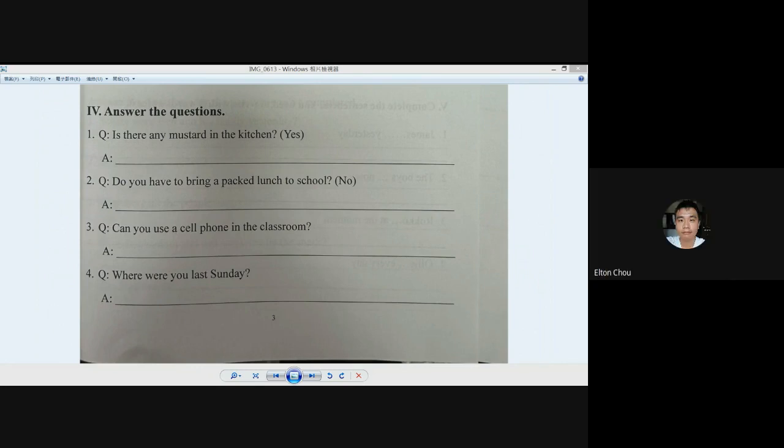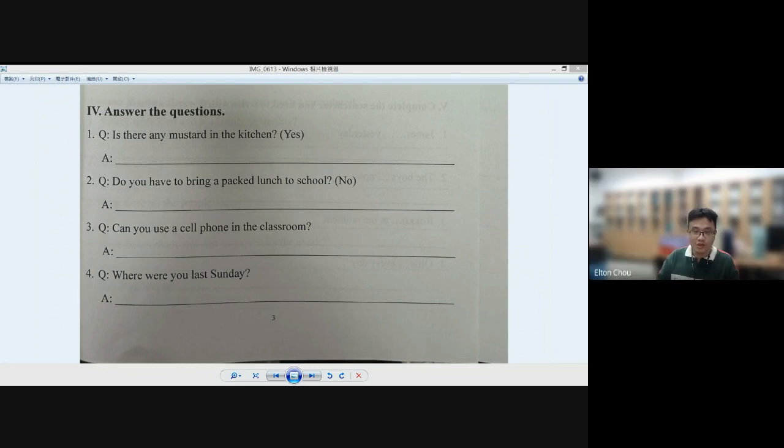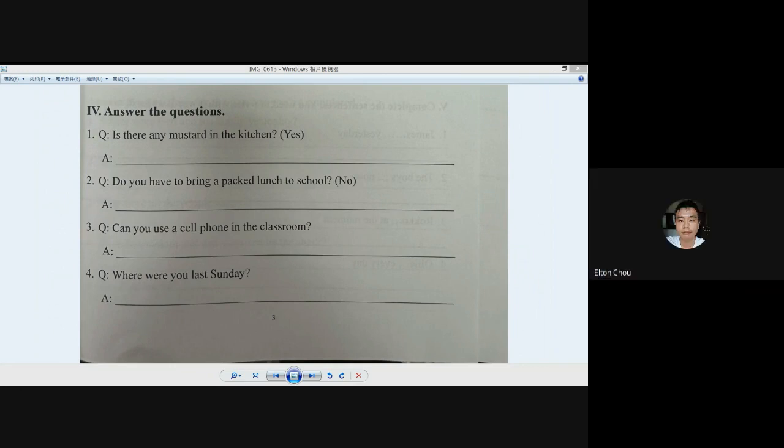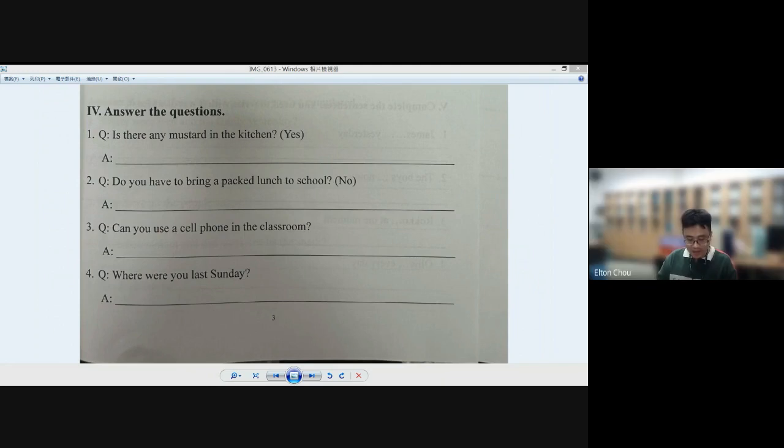Do you? Yes, I do. No, I don't. I don't have to bring a packed lunch. So, can you use a cell phone in the classroom? Yes, I can. No, I can't. Choose by yourself.